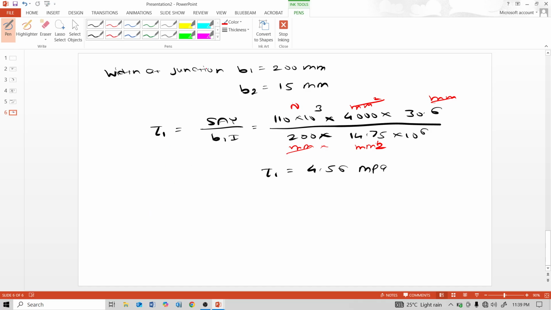And tau 2 is equal to this tau 1 multiplied by B1 upon B2. Tau 1 is 4.56 multiplied by B1 which is 200 and divided by B2 which is 15. Tau 2 is equal to 4.56 multiplied by 200 divided by 15, which is 60.8 MPa.